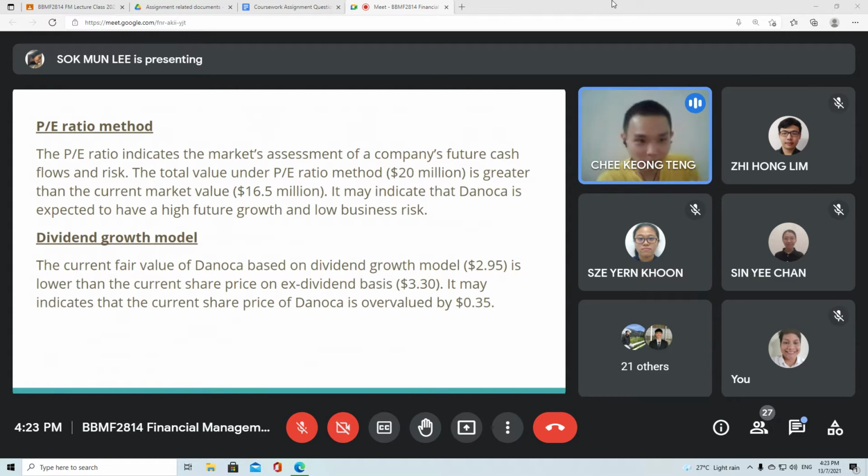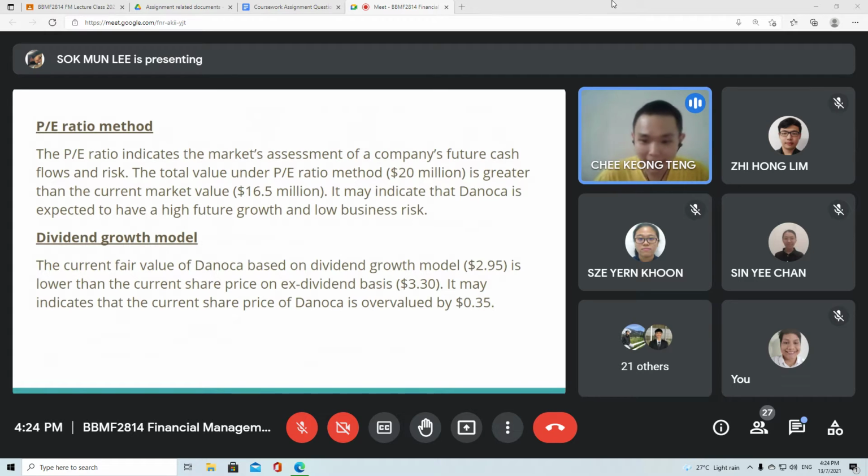Okay, thank you. Hold on first for this slide. Very good. I think you all have tried the answer, which really is based on your own opinions or your own findings. But good attempt. But for your PE ratio, I think something is wrong. Your dividend growth model, yeah, you can say so.